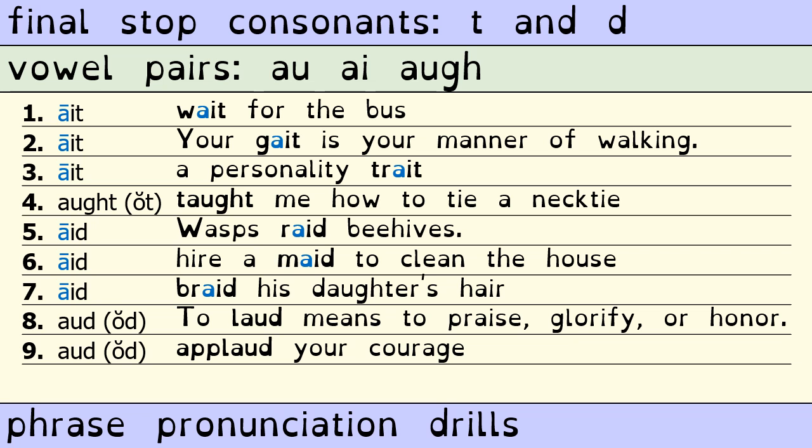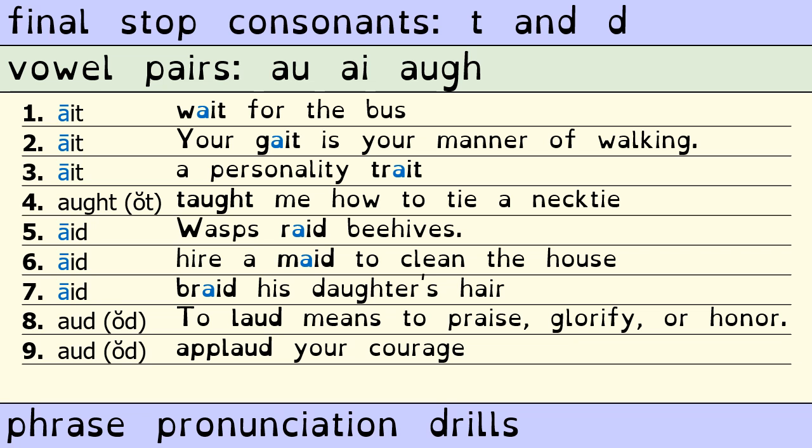And now we will look at the words and phrases. If you want to pause and restart the video, now is the time. Here I go. 1. Ait. Wait for the bus. 2. Ait. Your gait is your manner of walking. 3. Ait. A personality trait.